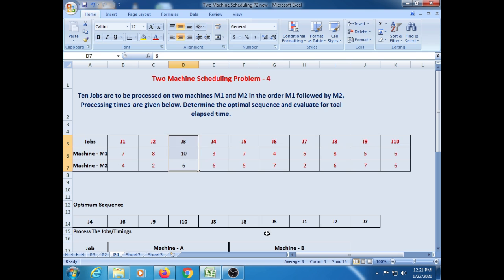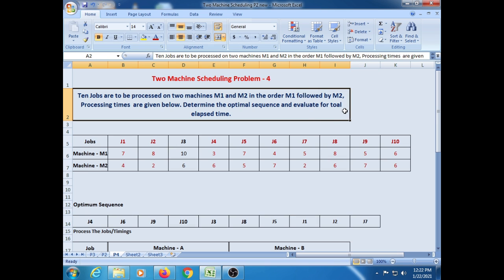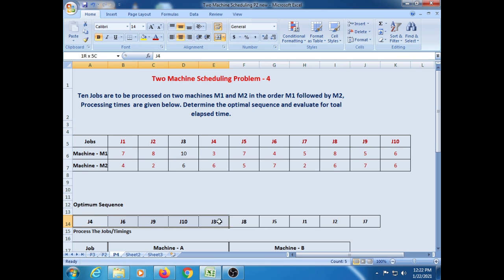Okay, so likewise you have to find out the optimum sequence. You just see, this is the previous job sequence. This is the optimum sequence, this is the difference. With the help of this optimum sequence, we can decrease the total elapsed time. That's why we have to find out the optimum sequence.